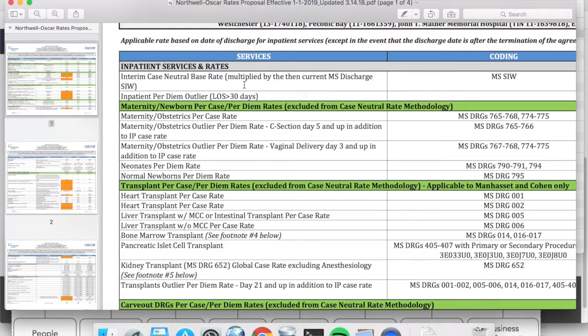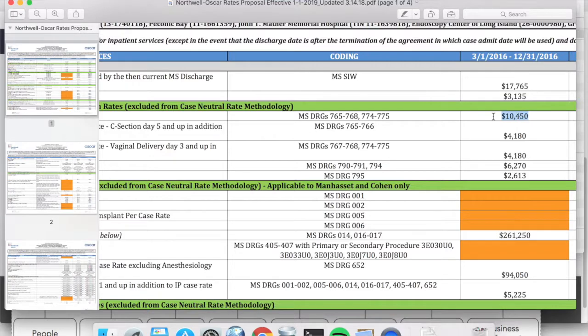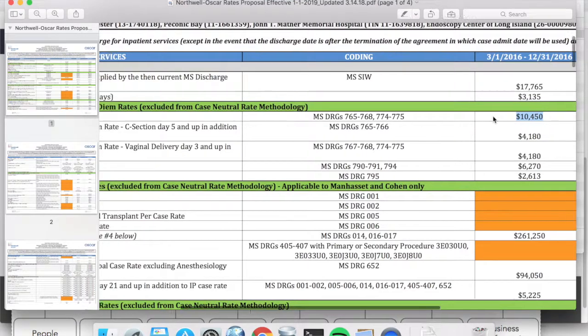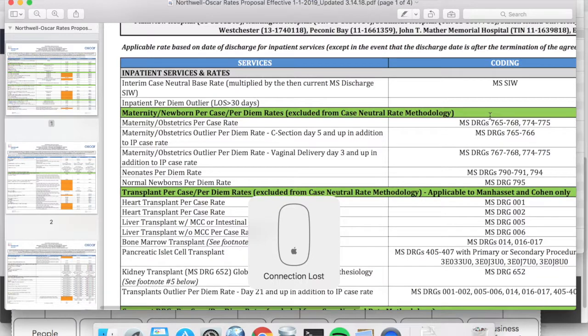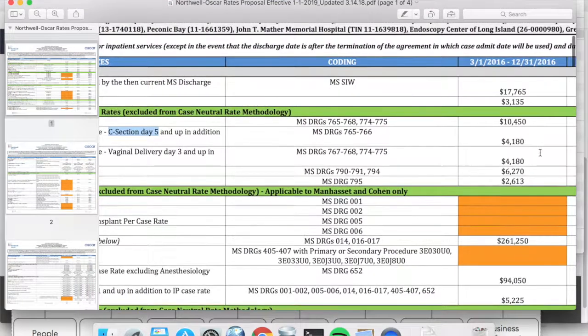However, there's certain types of care that in certain contracts are not in there. Often maternity and obstetrics are not in there, right? And so again, this would have a base rate. This means every time you deliver a baby, it's going to cost $10,000 at Northwell Hospital, right? But then there'll be other details in here, such as if somebody has a C-section and stays longer than 5 days, they have to pay $4,000 for every additional day.